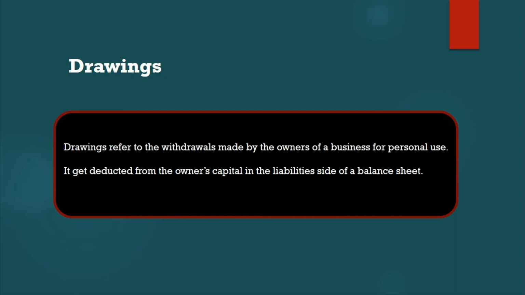The owner invests the money, that is called the capital. When the owner takes the money, that is called the drawings. If he is taking the drawings, it is going to be deducted from the capital on the liability side of the balance sheet.